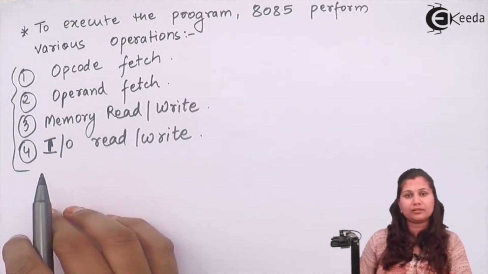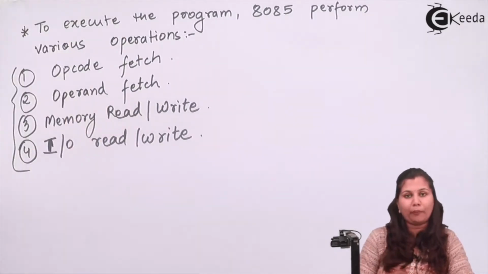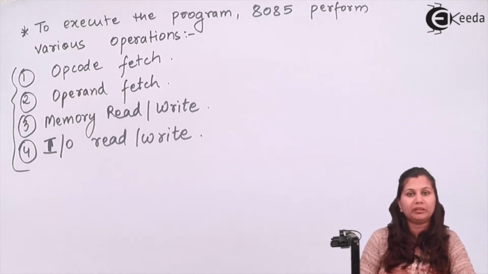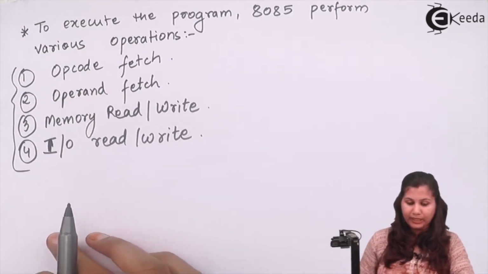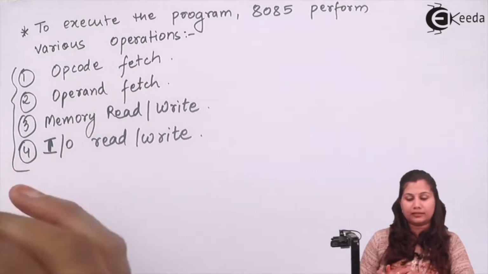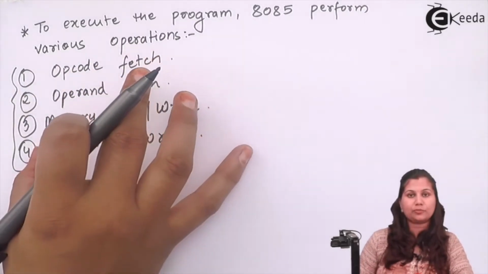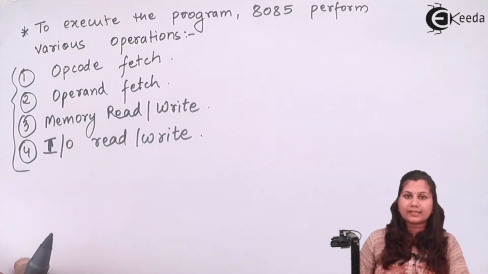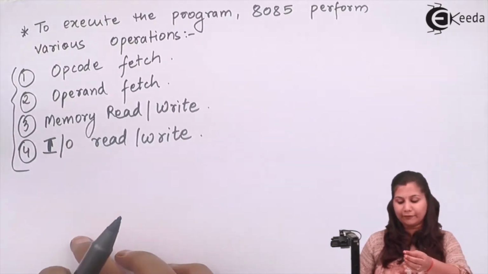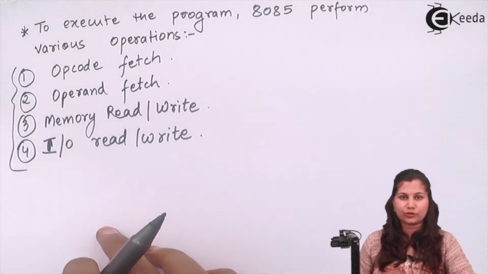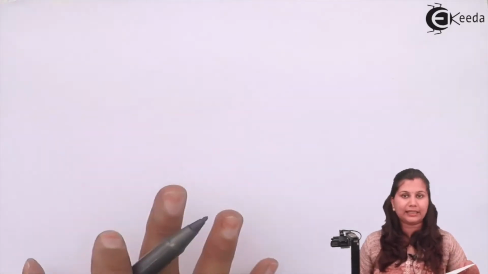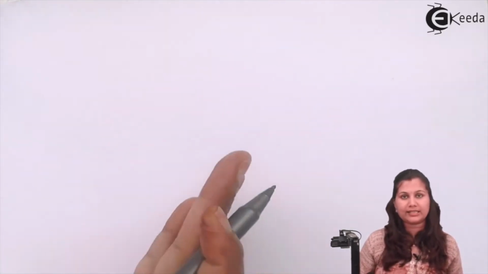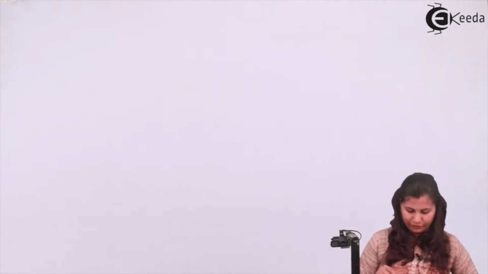Now how does the processor know that it has to perform opcode fetch or memory read write? It knows which operation it has to perform through the status signals. The status signals, that is S0 and S1, define which operation the processor has to perform. So let's see the table showing how the status signals define the operation.